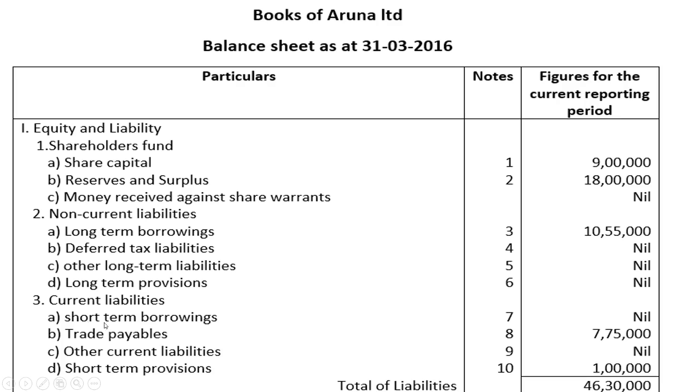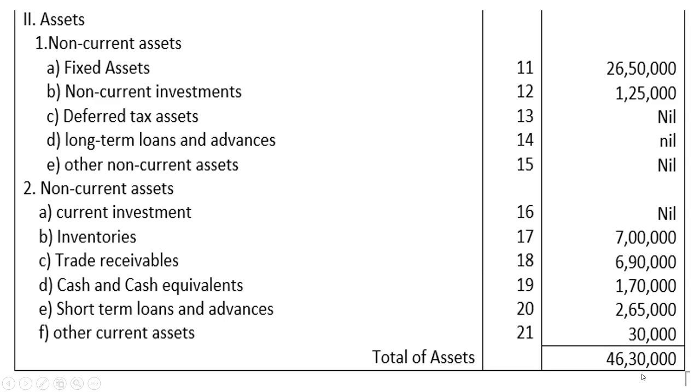The current liability, so A, short-term borrowings, calculated in note number 7, that is nil. And B, trade payables, represented in note number 8, 7,75,000. C, other current liability, presented in note number 9, that is also nil. And D, short-term provision, note number 10, the amount is 1 lakh.